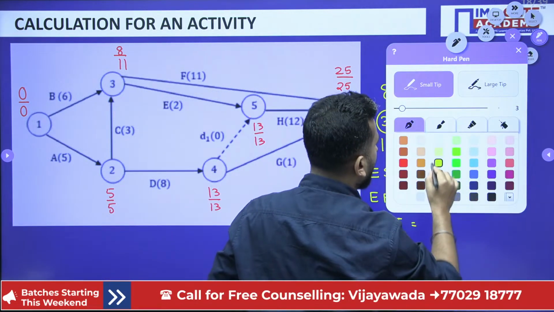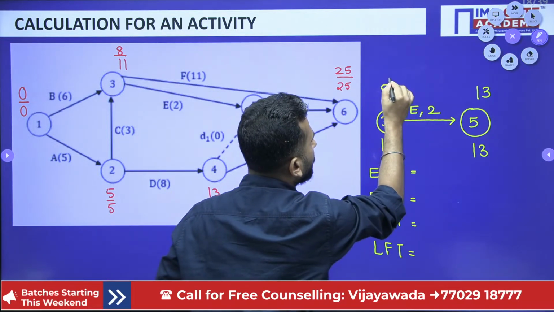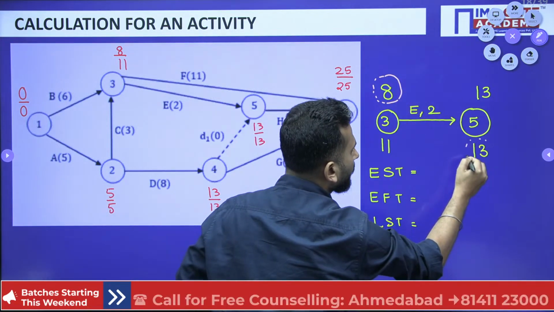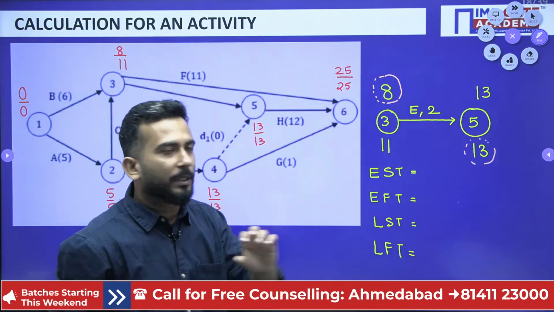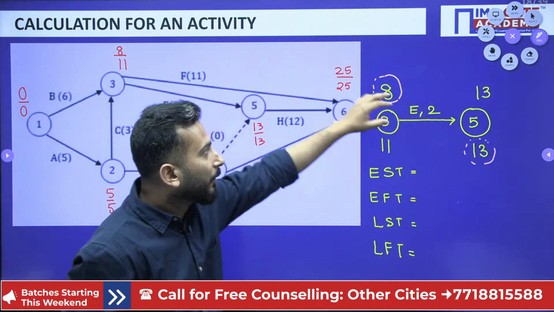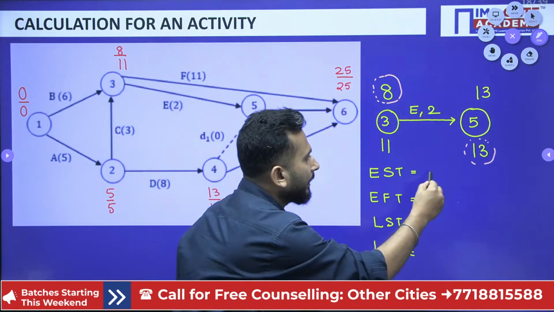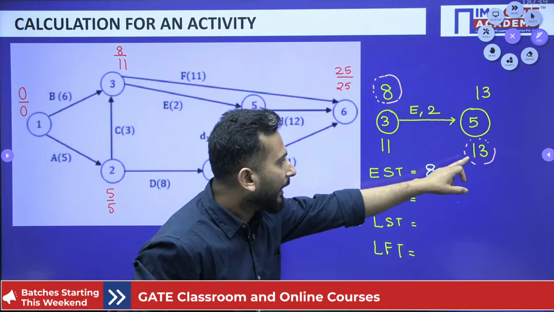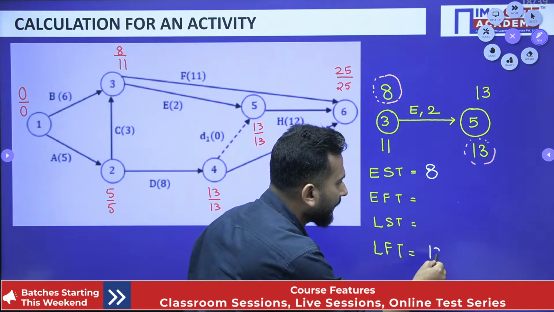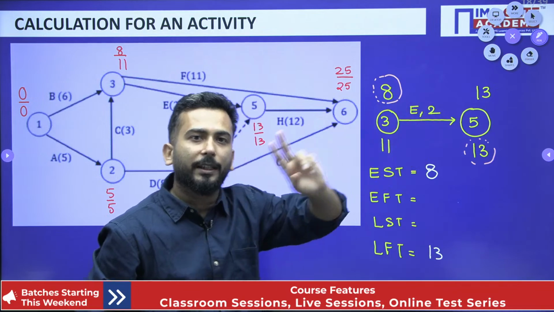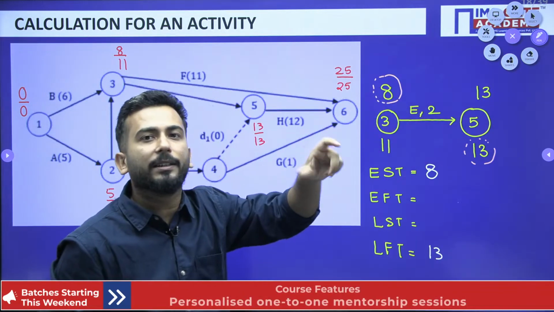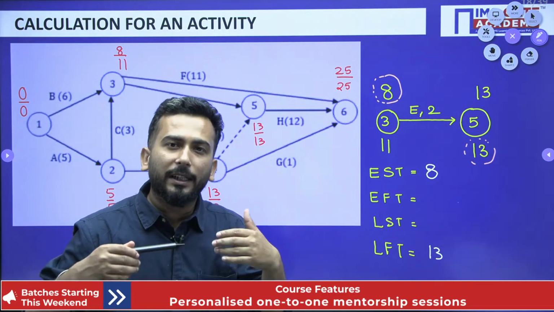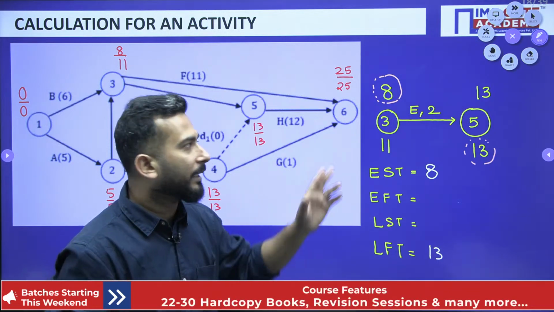Just see what I am circling. I have circled 2 numbers. One is 8, one is 13. So 8 is given by this EST. EST is this number. LFT is this number 13. Means directly from here you are getting 2 times. This is giving your EST. This is giving your LFT, latest finish time. Without any hard work, you are getting 2 types of time.